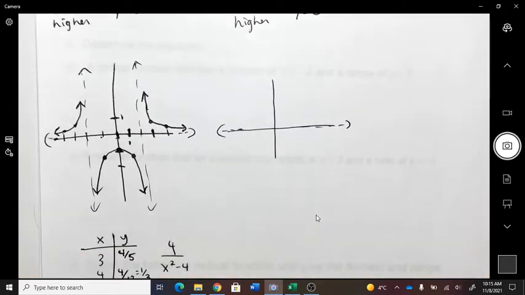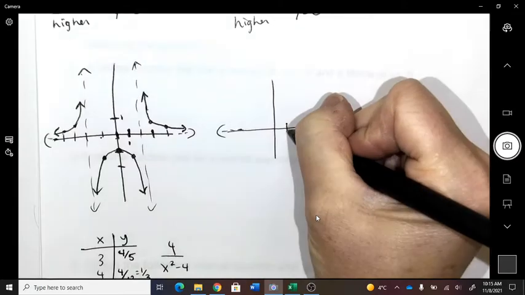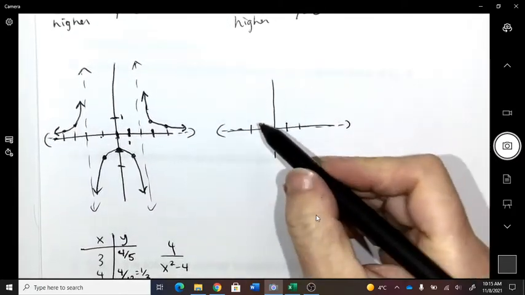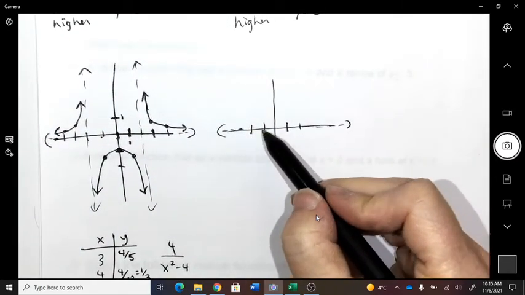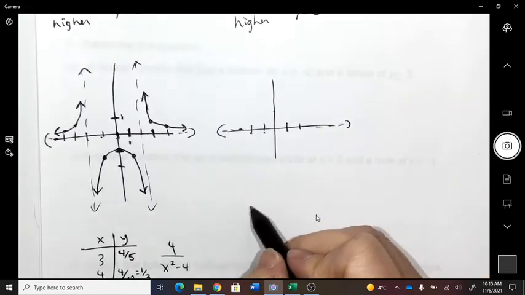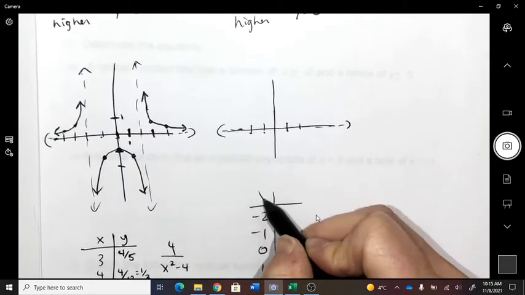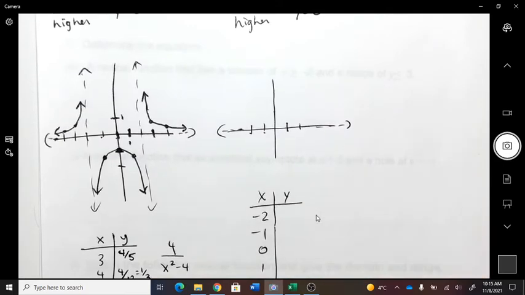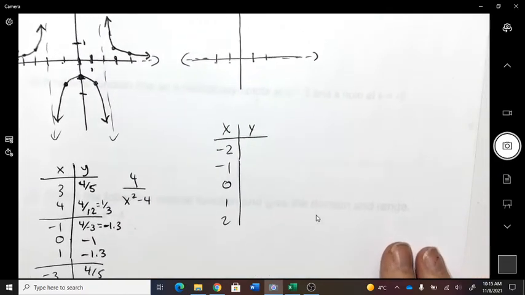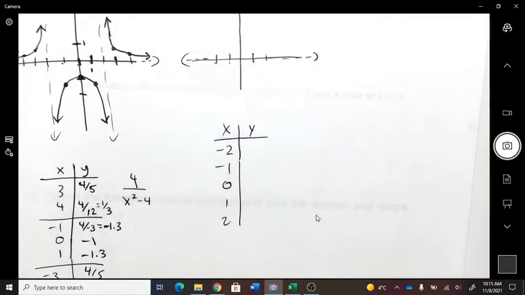Okay, since there was no vertical asymptote, what do we pick for X values? I would just pick -2, -1, 0, 1, and 2. Okay, because we don't really have a guideline of where to kind of pick. So I'm just going to pick those in the center.